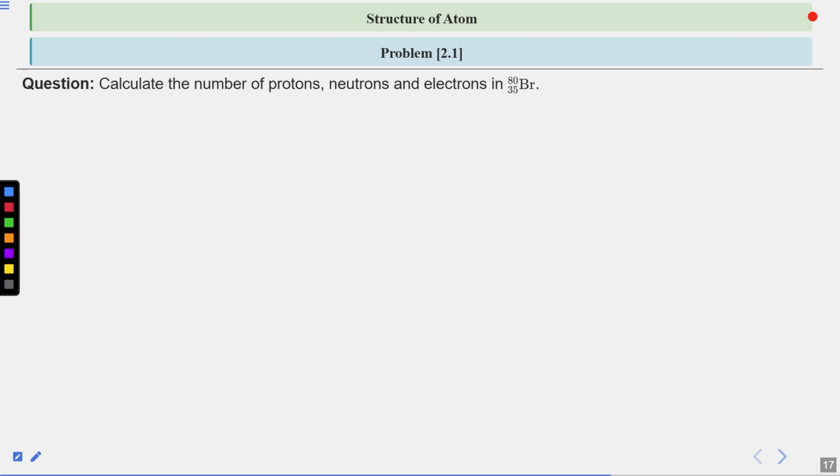Now we will do some questions on it. The first question is here for you. You have to calculate the number of protons, neutrons, and electrons in the bromine whose representation is given here. How will you calculate it? So I am giving some time to solve it for you. Just calculate the number of protons, neutrons, and electrons. Anyone who is willing to give the answer, just comment in the comment section.